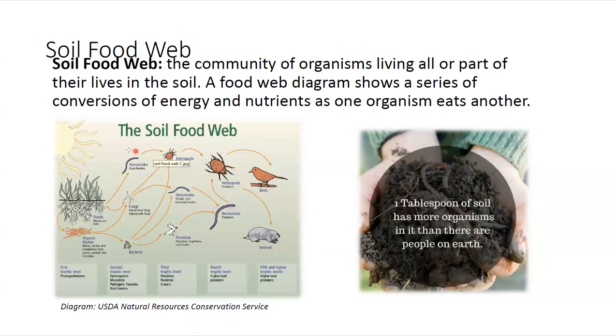So that soil food web that I was talking about, it's a community of organisms living all or part of their lives in the soil. A food web diagram shows a series of conversions of energy and nutrients as one organism eats another. So essentially, I'm not going to go through this whole thing, but to look at this, you can see all of those elements that are involved with a healthy soil, okay? And it's a soil food web, and we need all of these things.